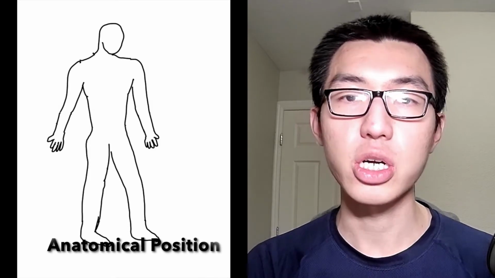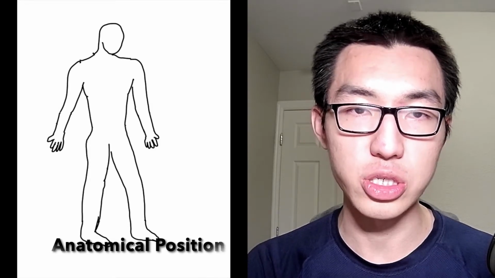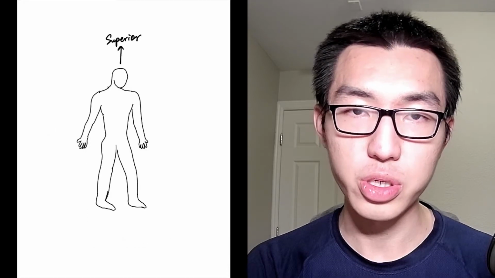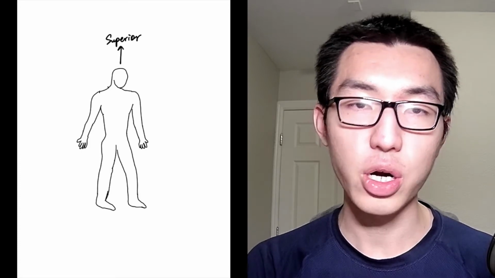This is a person standing vertically with both palms facing forward. By definition, this person is in the anatomical position. We have 6 terms to indicate the locations of anatomical structures in this position. The first one is superior, which means high or above. For example, the head is superior to any other parts of the body.